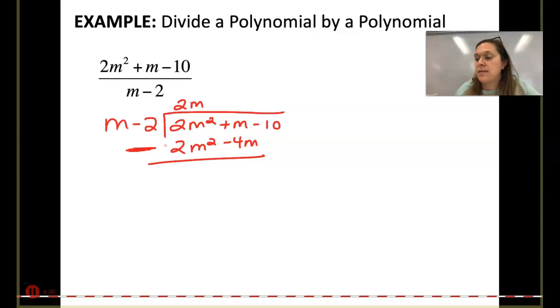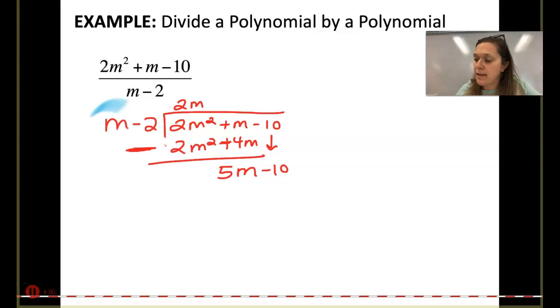So how do I remember to do that? Change your signs. So minus, change. Maybe that would make it more helpful. So that becomes a 5m because m minus a negative 4 is positive 5m. Then our next move is to bring down my next term, which is a negative 10.